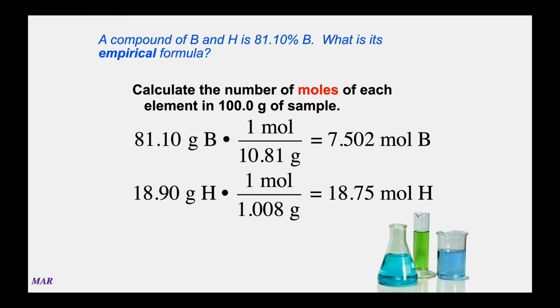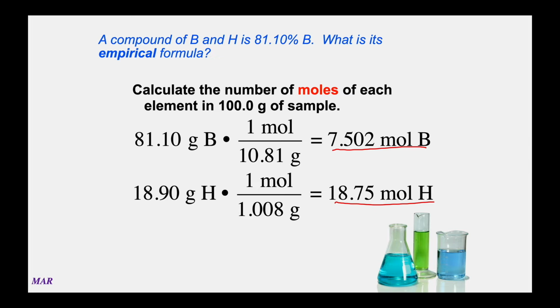Anyway, let's turn that into moles as well. So 18.90 grams divided by 1.008 grams per mole, 18.75 moles of hydrogen. So this is the moles of boron in the sample. If we have 100 grams, this is the moles of hydrogen if you assume 100 grams. And you could assume 1 gram, you'd have 0.8110 grams of boron and 0.1890 grams of hydrogen. But 100 grams is just really easy, so that's why I use it. But if you'd rather do a different number, go for it.